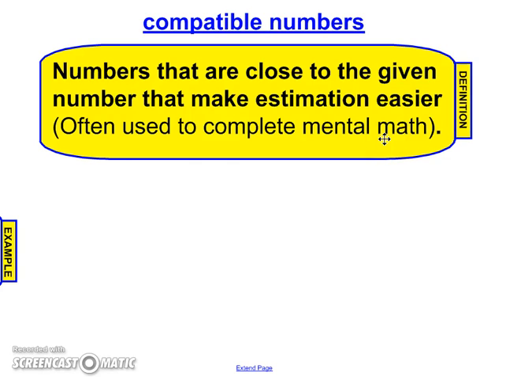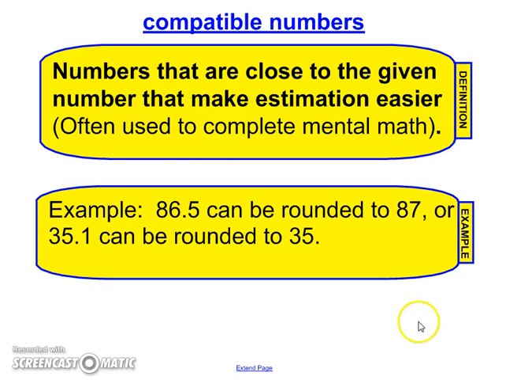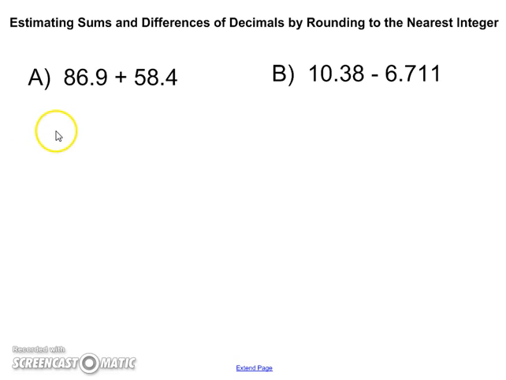Now, a lot of times we can use this to check to see, is our answer to a problem reasonable? Okay, does it make sense? And so when we're talking about examples for using, 86 and a half could be rounded to 87, or 35 and 1/10 could be rounded to 35. So, for example, okay, and we'll go through a few examples.